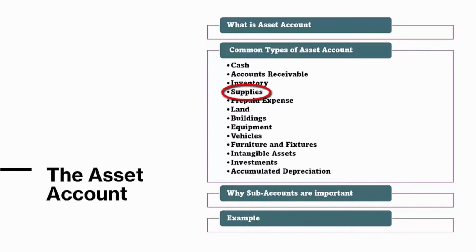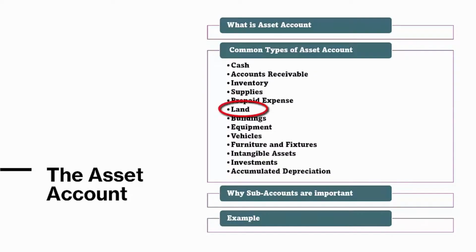4. Supplies. Supplies are items used in the day-to-day operations of the business, like office supplies or cleaning supplies that aren't meant for resale. 5. Prepaid expenses. These are expenses that the business has paid in advance, like insurance or rent. It's an asset because the business will receive benefits from it in the future.